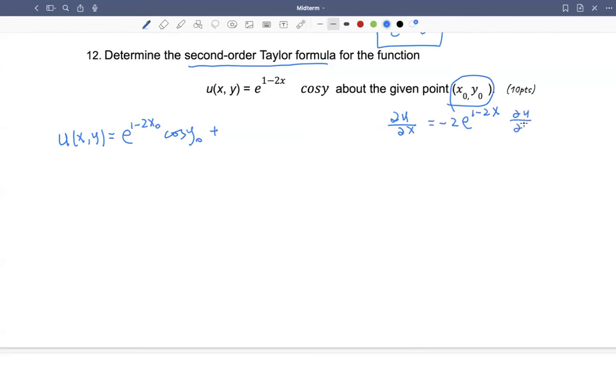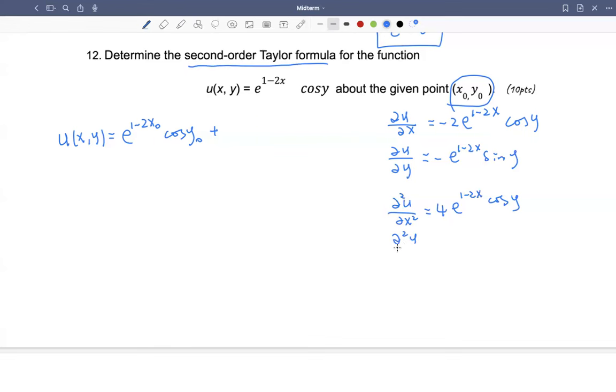Then partial u partial y is e to the 1 minus 2x multiplied by the derivative of cosine y, that's negative sine y, so negative e to the 1 minus 2x sine y, right? Then because it's to the second order, we need to calculate the second orders. In the x direction, we have negative 2 times negative 2, positive 4, so 4e to the 1 minus 2x cosine y.